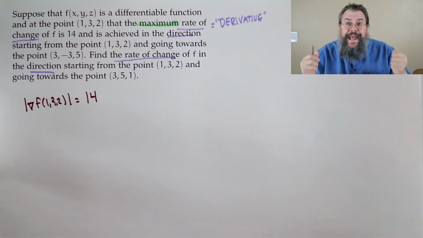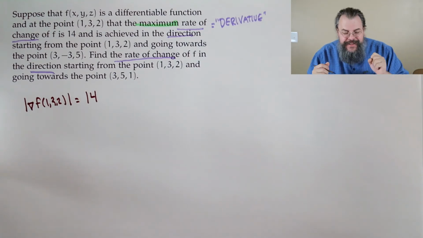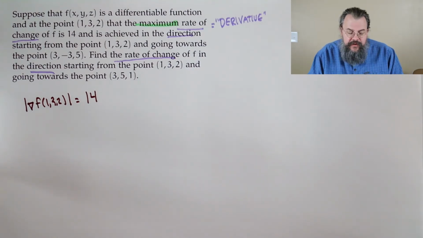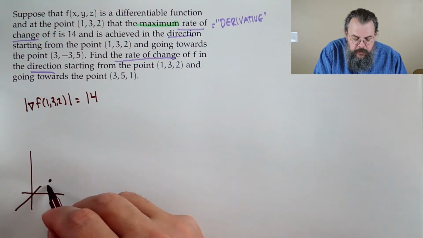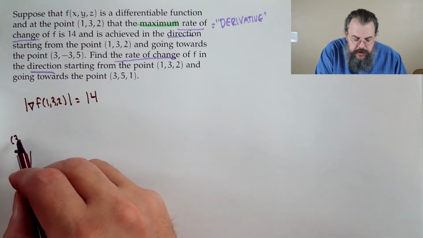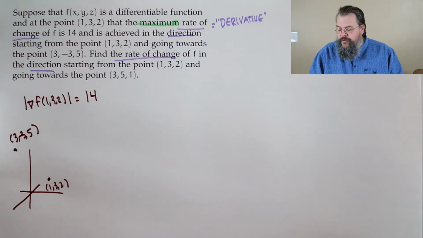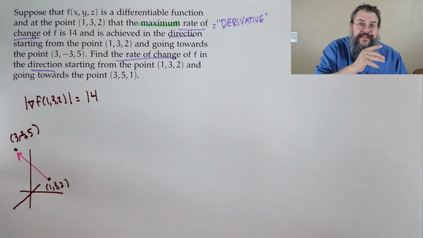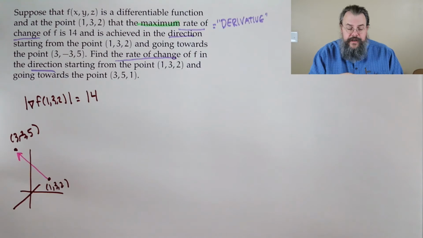And notice that there's a word and. Oh, cool. And is achieved in the direction. It's in our direction. Okay, starting from the point (1, 3, 2) and going towards the point (3, -3, 5). Let's actually dig into that. So we have this point (1, 3, 2), and it's going to this point (3, -3, 5). Let's say it's over here. I don't know, we're just making things up at this point. We're working on our intuition. We don't need to be precise. We're just trying to get the picture. We know that this direction between those two is the direction of the gradient, because that's the way to go to maximize your rate of change.